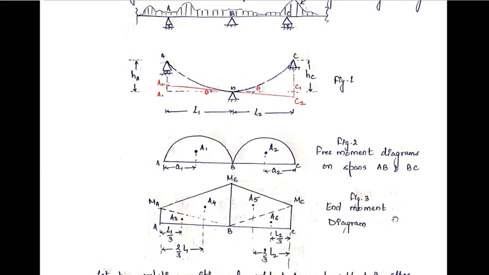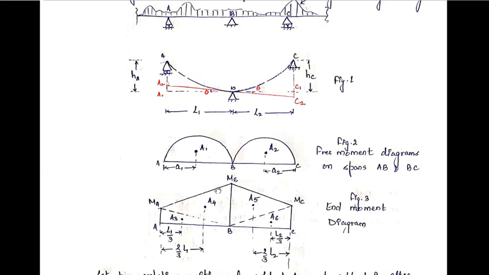Now in order to draw the end moment diagram, we find out the values of the moment at A, B and C, and then we plot the points MA, MB and MC, and then we join them by a straight line.